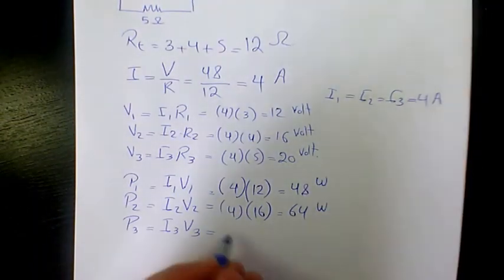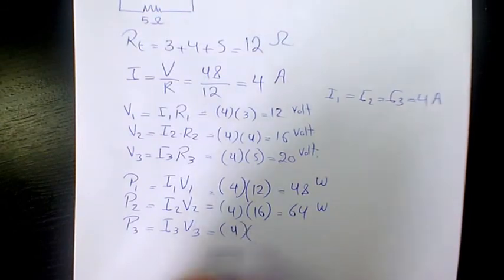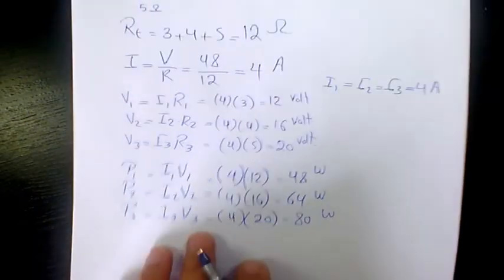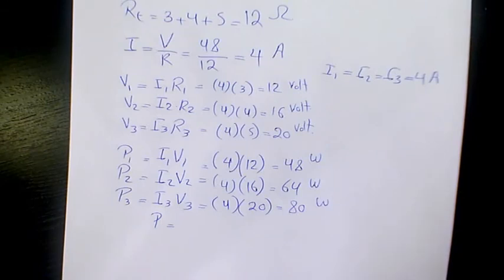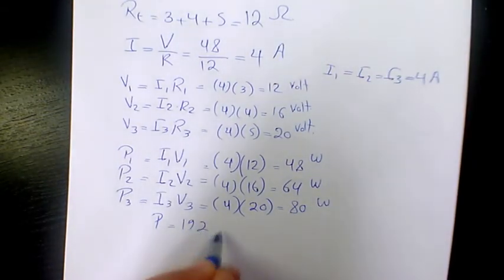I3 and V3 is going to be 4 times V3, which is 20. That's going to be 80 watts. So total watts is going to be 48 plus 64 plus 80. That's going to give me 192 watts.